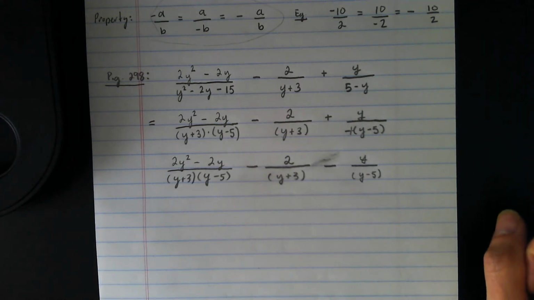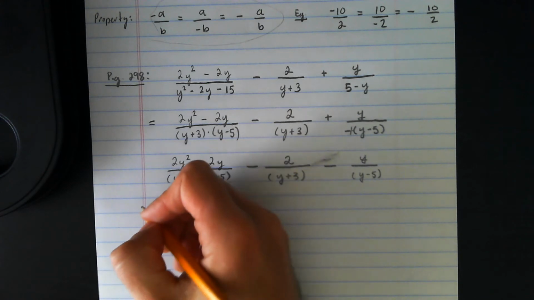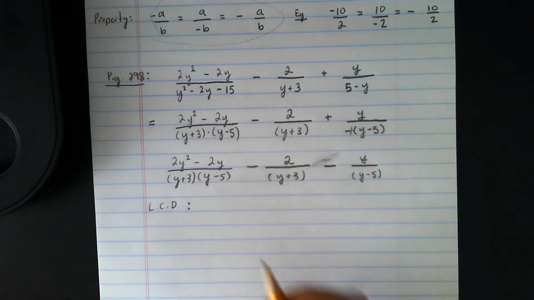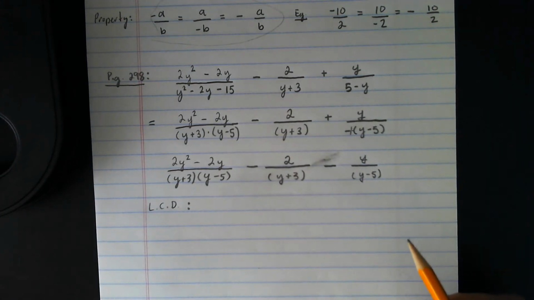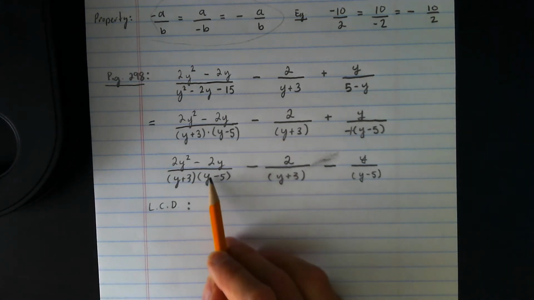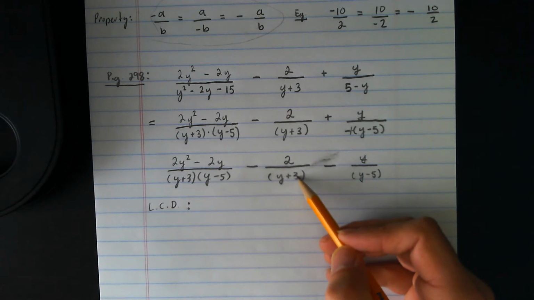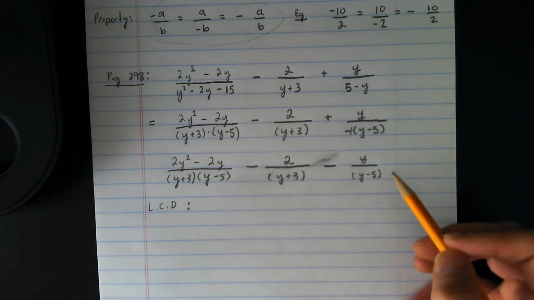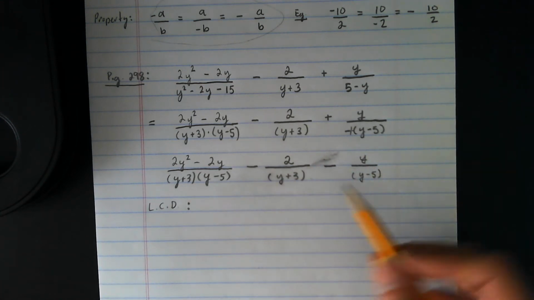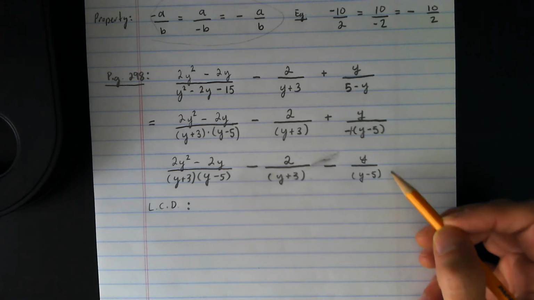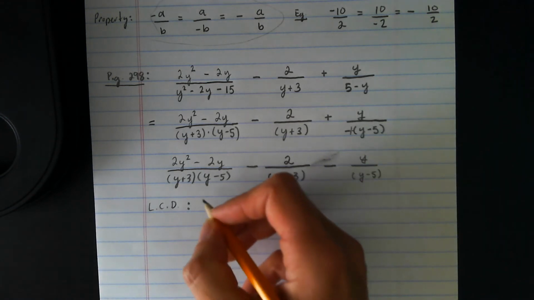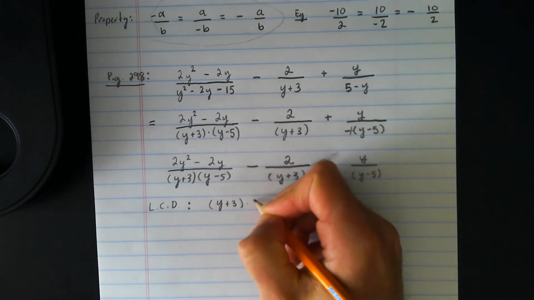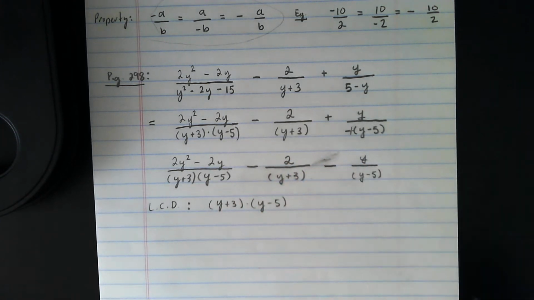Okay, now we can build our common denominator. So let's just state what our least common denominator is. Well, this one, it's pretty easy to spot, isn't it? This one has a y plus 3 times y minus 5. So if I want this one to match that one, I just have to multiply the top and bottom by y minus 5. And then if I want this one to match those two, I'll just need to multiply the top and bottom by y plus 3. Therefore, our least common denominator is just y plus 3 times y minus 5.